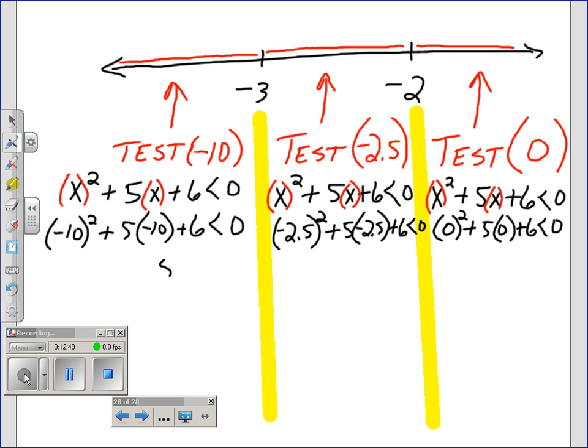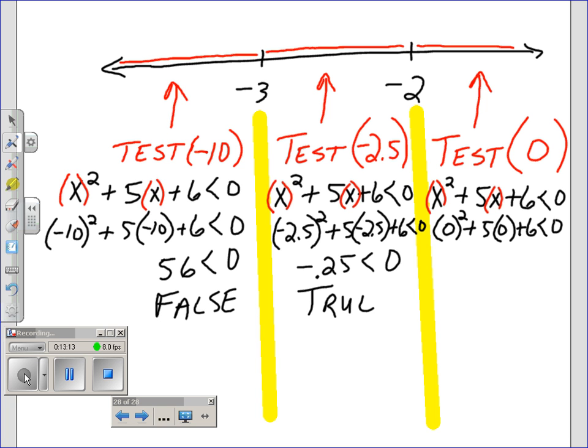If you put this in your calculator, you get 56 is less than 0. Ask yourself, is 56 less than 0? No. So you can write no or false. And I put the middle calculations in my calculator, and I get -0.25 is less than 0. And ask yourself, is -0.25 less than 0? Well, any negative number is, of course, less than 0, so that's true. And finally, I put calculations in my calculator, and I get 6 is less than 0. I ask myself, is that true? No, that's not true. That's false.